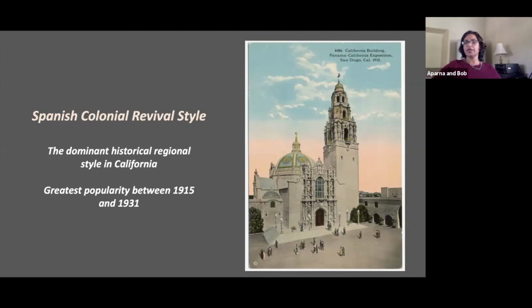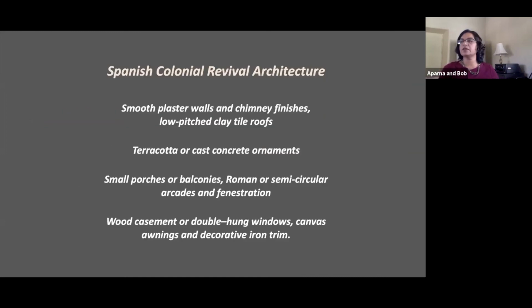It also shares some similarities with the early mission revival style and incorporates details from several period architectures such as Spanish Baroque, Mission Revival, Spanish Colonial, and Mexican Churrigueresque. Key elements of this style include the use of stucco or smooth plaster walls and chimney finishes, low-pitched clay tile roofs, terracotta or cast iron ornaments, small porches, balconies, Roman or semicircular arcades and fenestrations, canvas awnings, and decorative trim.